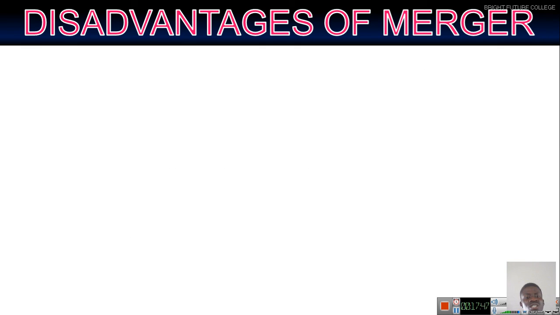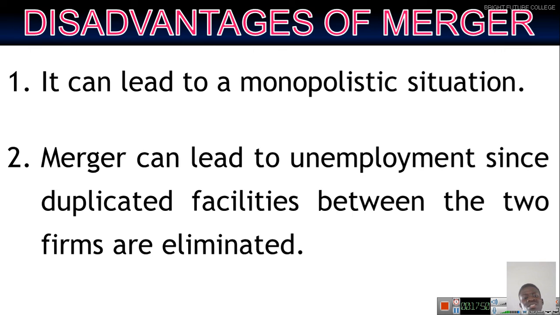Number 2 is that merger can lead to unemployment, since duplicate facilities between the two firms are eliminated. For example, we can't have 2 administrative departments in the new organization, because once 2 organizations merge, either as a form of trust or as a form of consortium, we can't have 2 admin departments. One department will be designated as the admin department. So for that reason, some of the staff that were working in the admin department will now be retrenched, they will be sacked. So it will lead to unemployment.